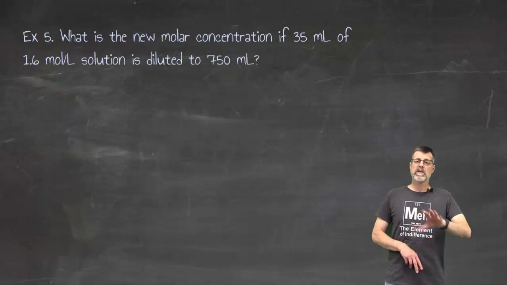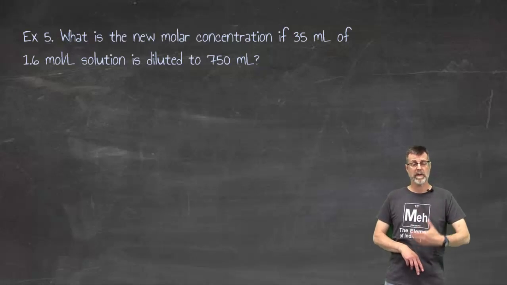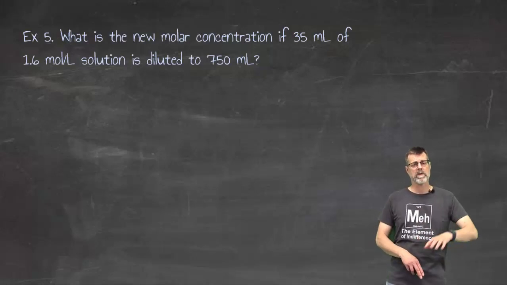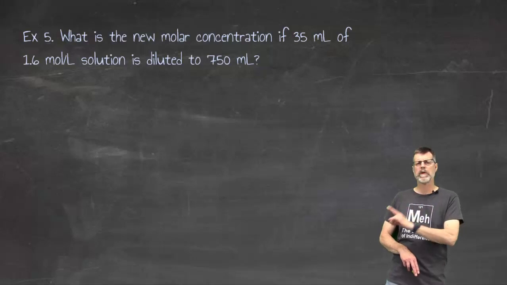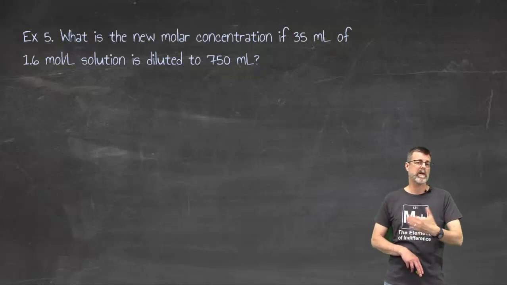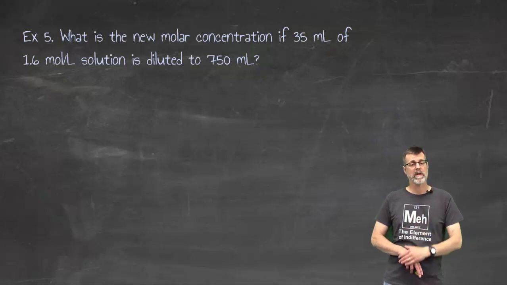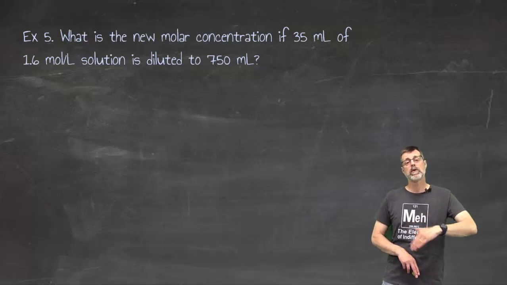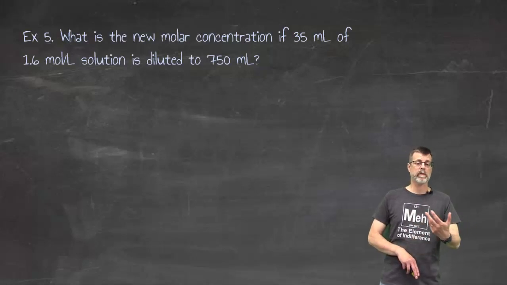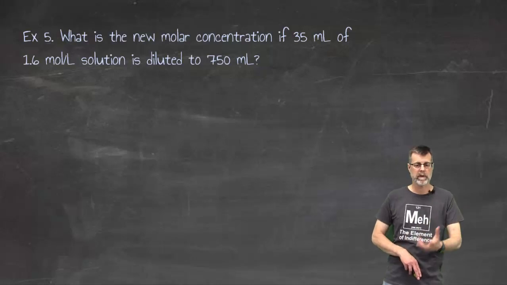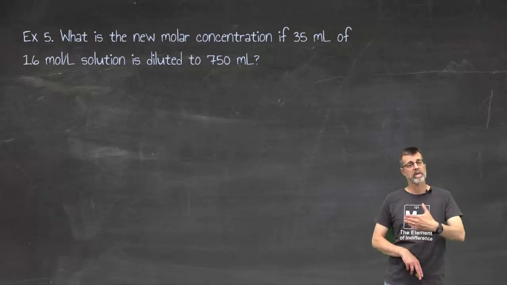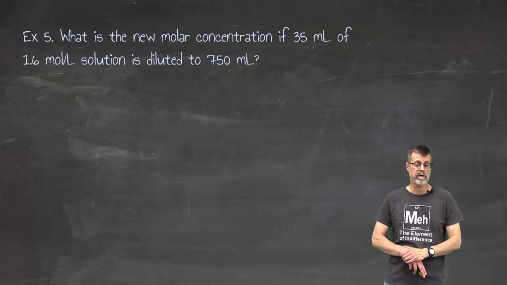Okay, if I have a solution and I add water to it and then I have a more dilute solution, if I add water, I'm going to have more volume but less concentration. I also want to point out the wording of this question compared to how it might also be worded. This says it is diluted to 750 milliliters. It could be that a certain amount of water is added. So if I were to add 100 milliliters to my 35, my total final volume would be 135 milliliters.